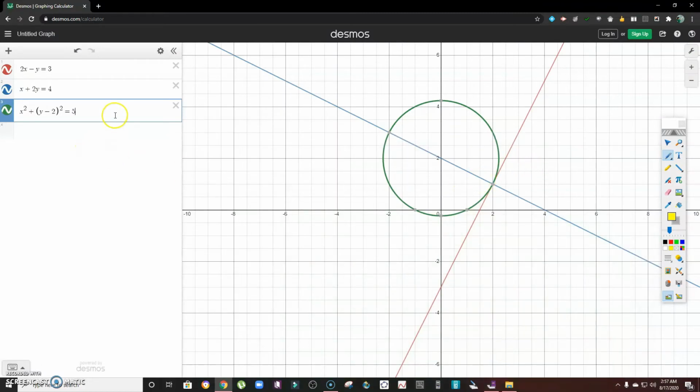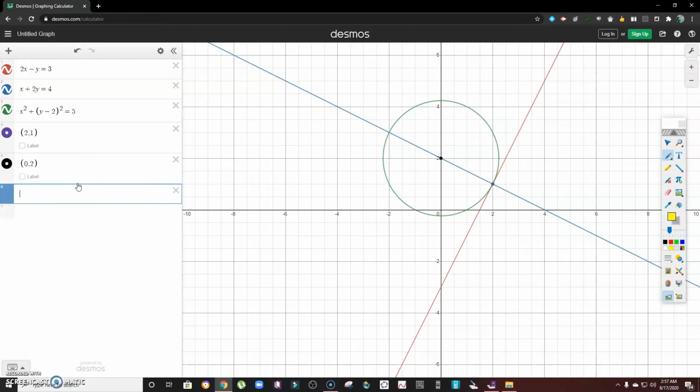Then let's show the point of tangency, (2, 1), as you can see here. Then let's complete it and show the center, which is (0, 2). There you go. See that? This is a nice app. Actually, you can download this on your cellphone also, to check if your answer is correct.